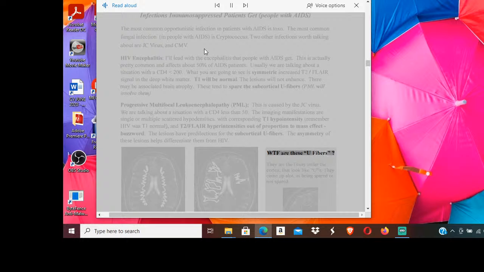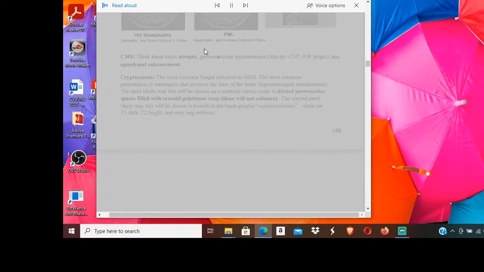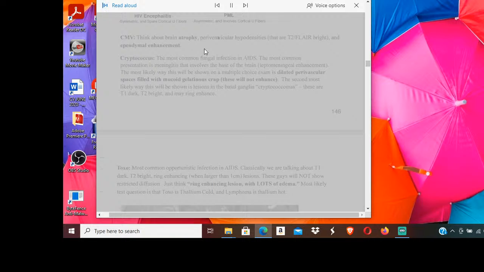What are these U fibers? They are the fibers under the cortex that look like U's. They come up a lot, as being spared or not spared. HIV encephalitis: symmetric, and spares subcortical U fibers. PML: asymmetric, and involves subcortical U fibers.